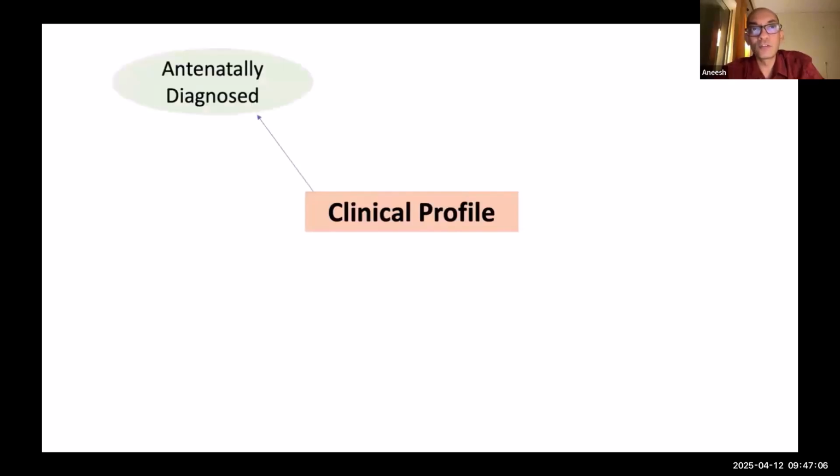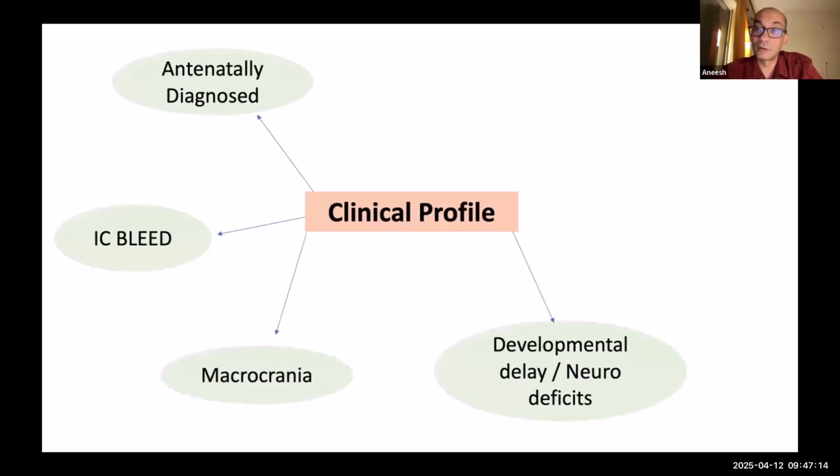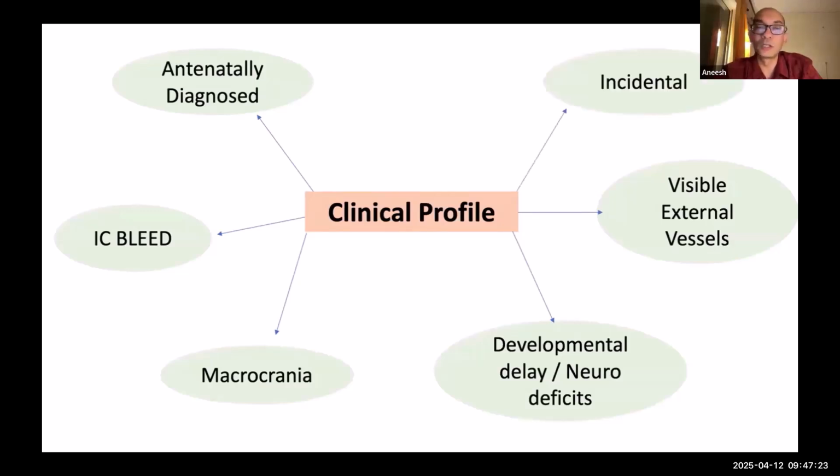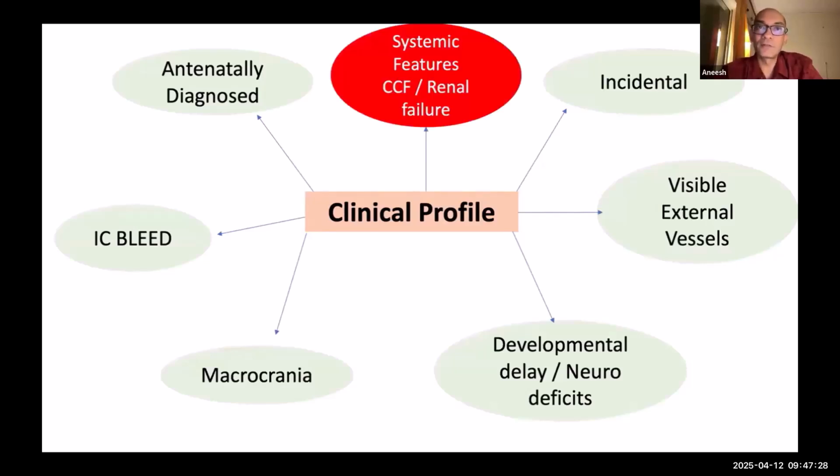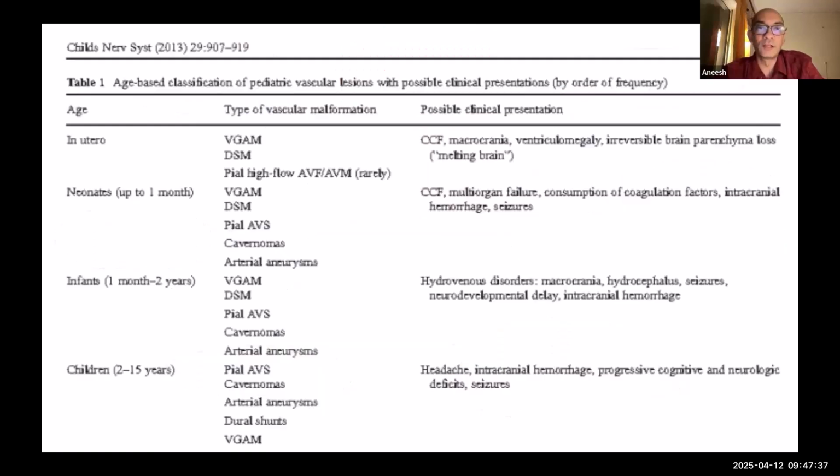Now, the clinical profile of vascular malformation: they may be antenatally diagnosed, as vein of Galen malformations usually are. They may present with bleeds, enlarging head circumference, developmental delay or focal deficits. Sometimes you may see visible external vessels due to veins decompressing, especially through the orbits or in the temporal region, or it may be a completely incidental finding. Or sometimes they may have systemic features in very high flow rates, when large volumes of shunt happen into the venous system. The children may present with CCF, renal failure, or even liver failure.